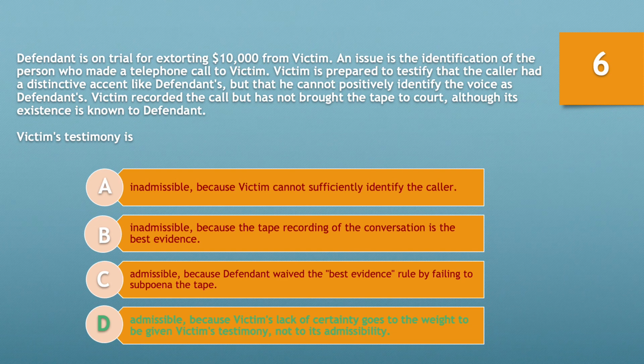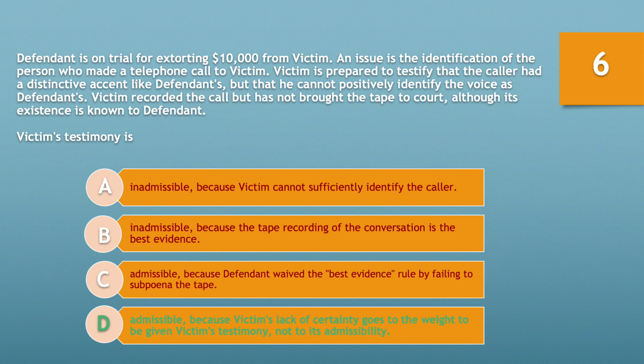If we look at B, inadmissible because the tape recording of the conversation is the best evidence. While that is accurate and that can be introduced as evidence to permit the jury to themselves distinguish between the voice in the audio tape and the voice of the defendant, if they hear the defendant speaking, the question here is as to the oral statement, not as to the recording itself, so B misses the point.